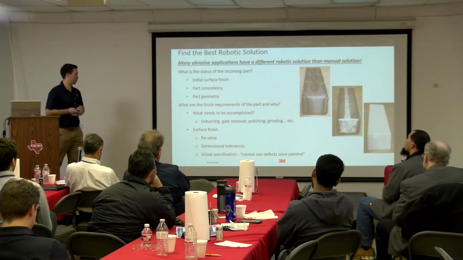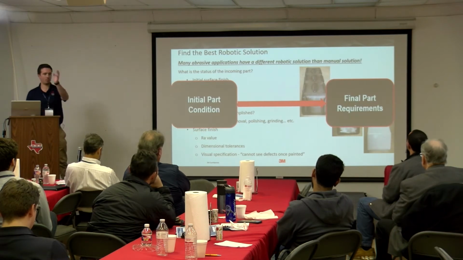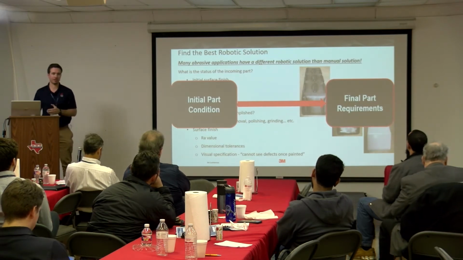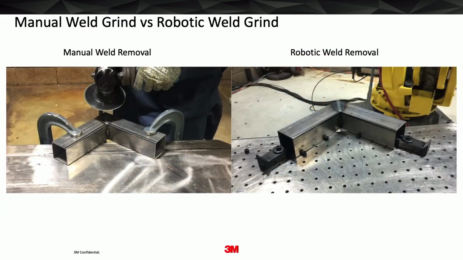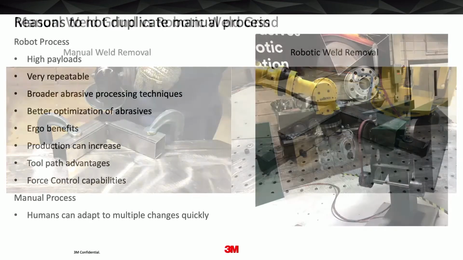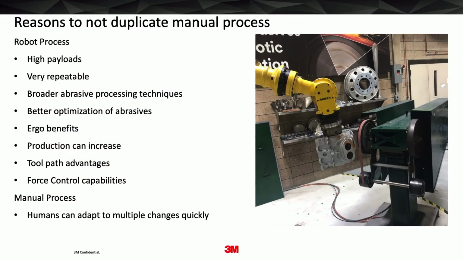We're looking at what comes in, what you want to get out of it, what your finish requirements are, why you have these requirements, and then finding the solutions in between. The reason you don't necessarily want to replicate manual operation is because with robotics, you can do a lot more. You can lift big heavy pieces that an operator can't bring up to a back stand. They're very repeatable, as talked about before.